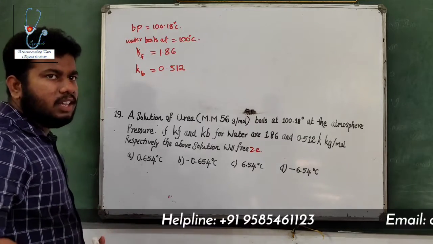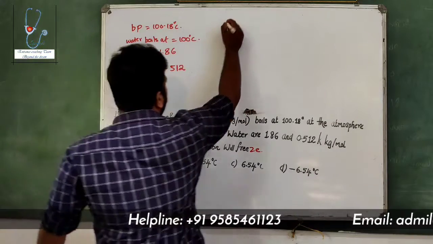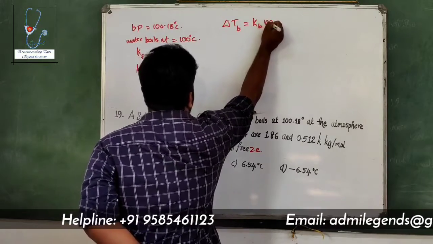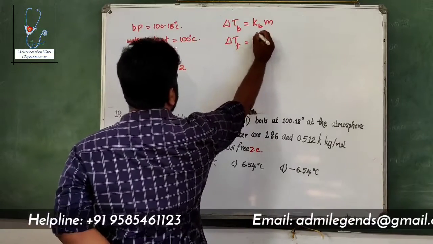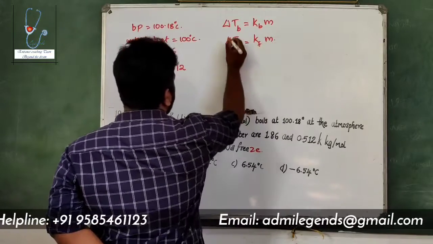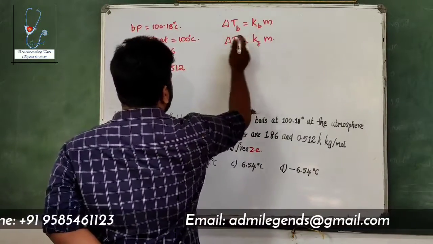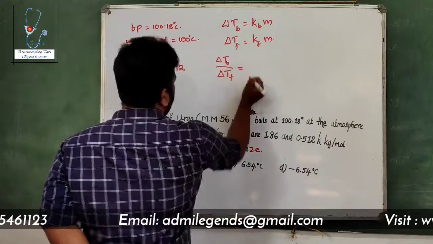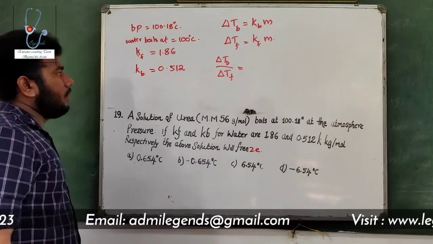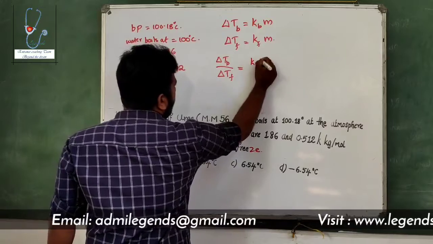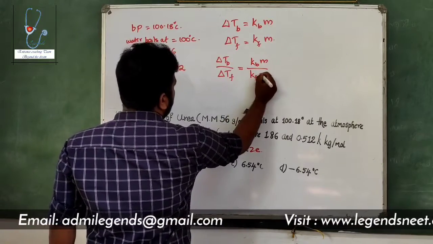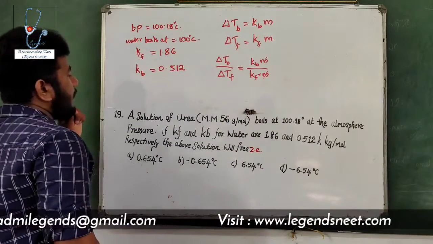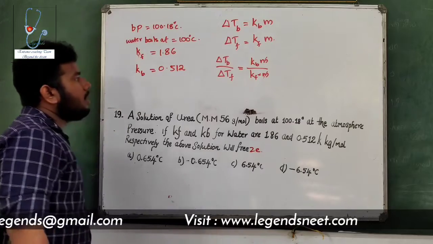So we have the equations. Delta Tb is equal to Kb into m, and Delta Tf is equal to Kf into m. Just divide these two equations: Delta Tb divided by Delta Tf is equal to Kb into m divided by Kf into m. Cancel the two m's. Then Delta Tb by Delta Tf is equal to Kb by Kf.